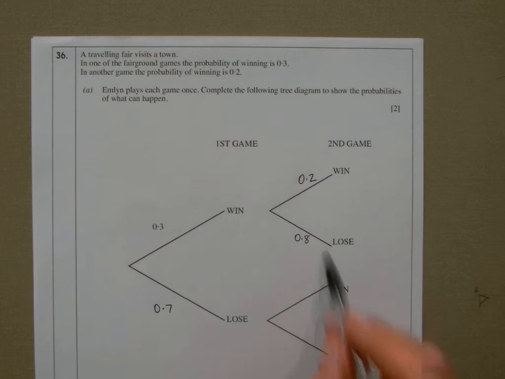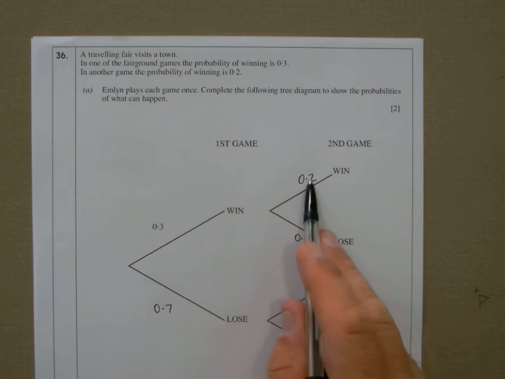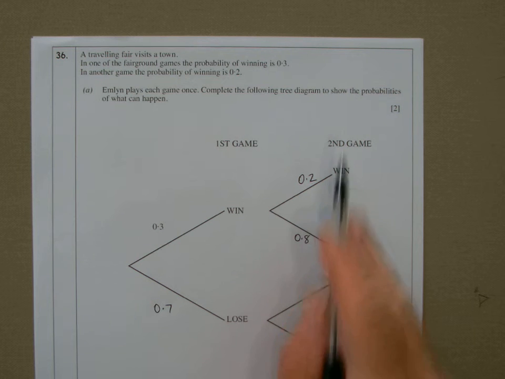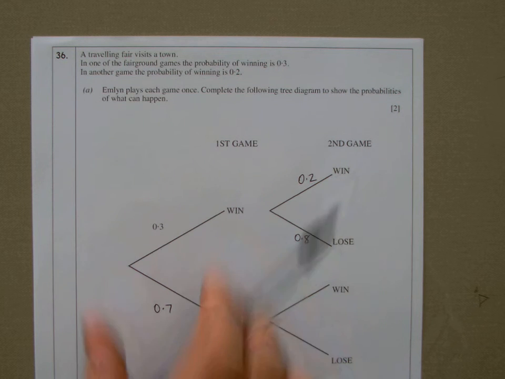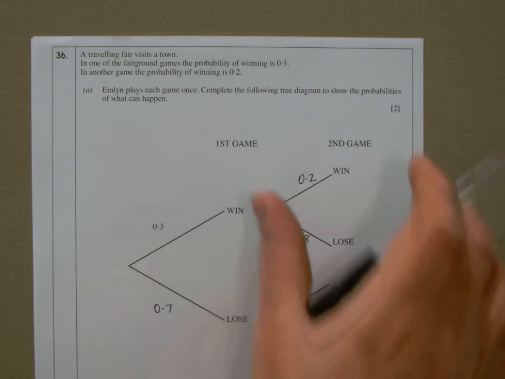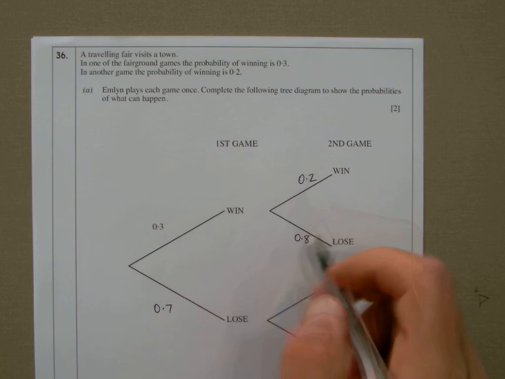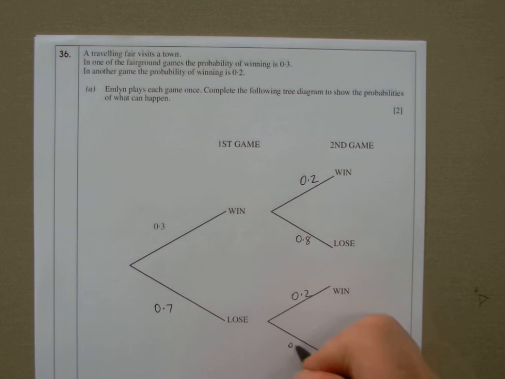And all you do then with tree diagrams, once you've filled these branches in here for this sort of second set that we've got, that's where we start off with, that's our root. Once you fill in the second game in this case, you just copy these down here, okay?